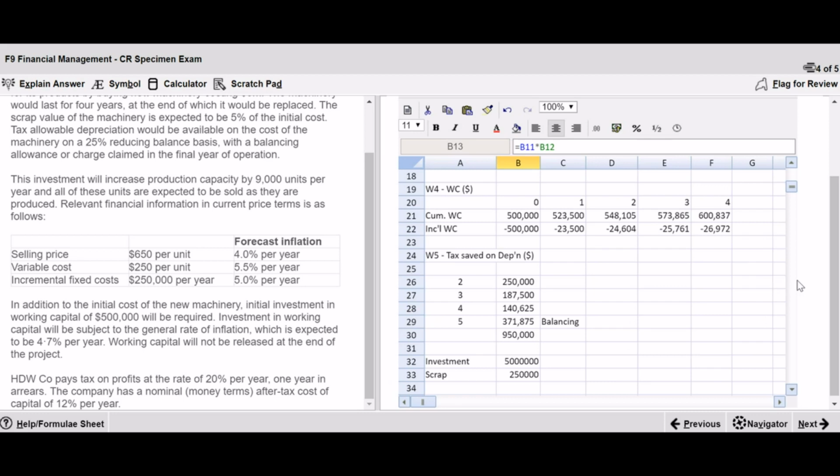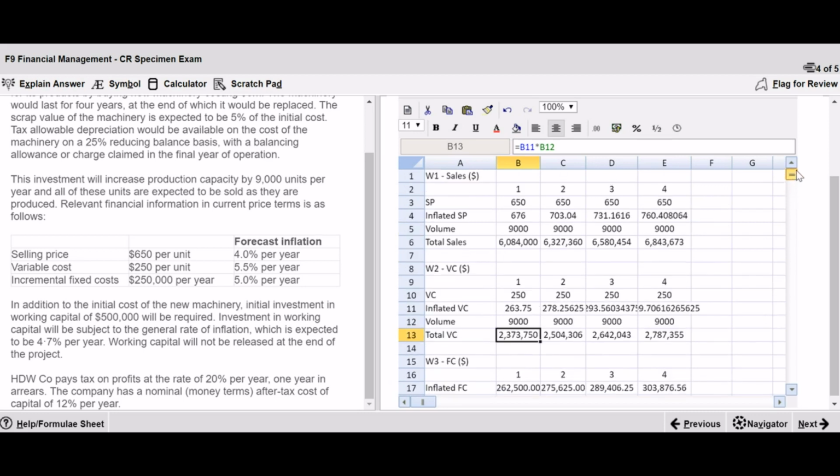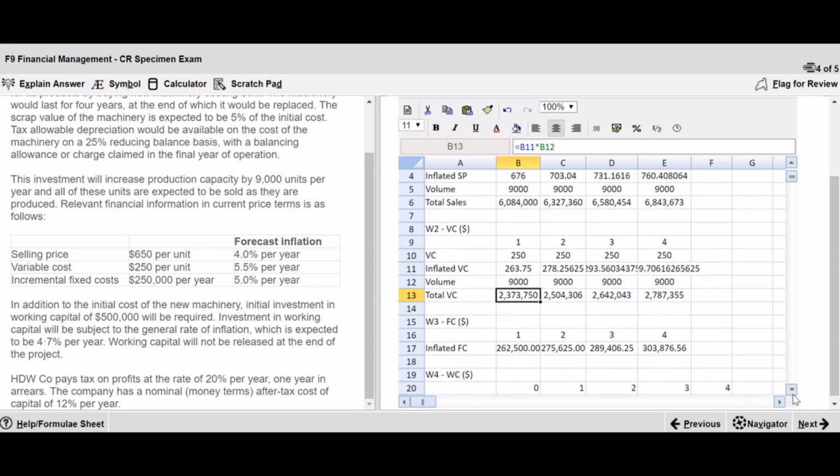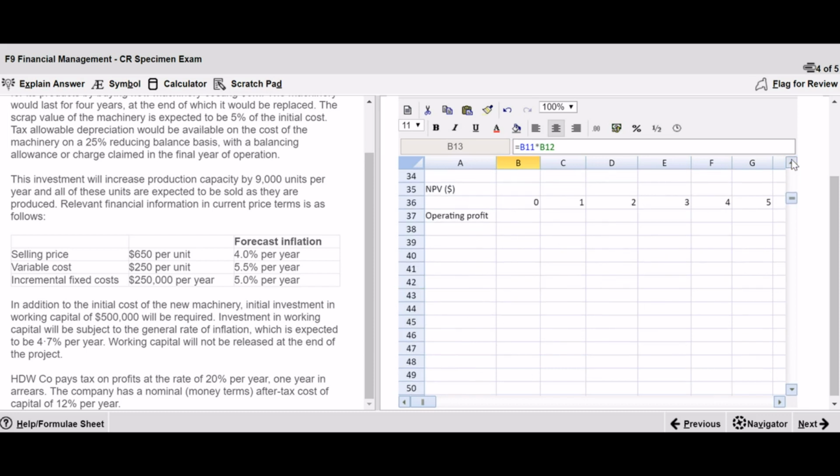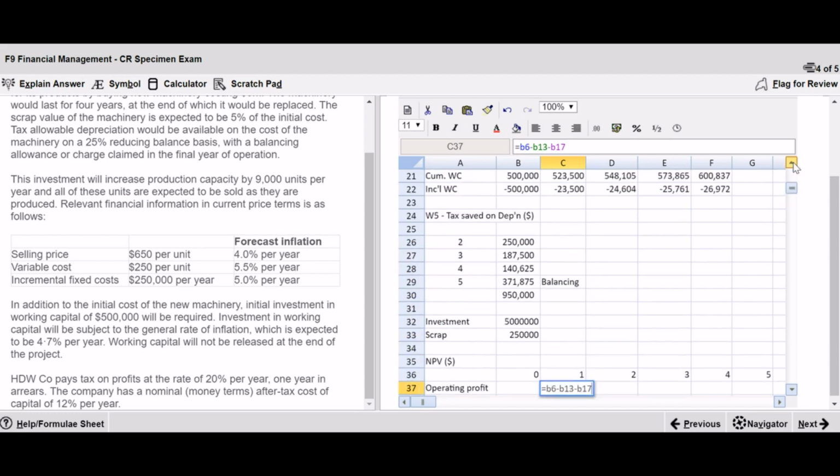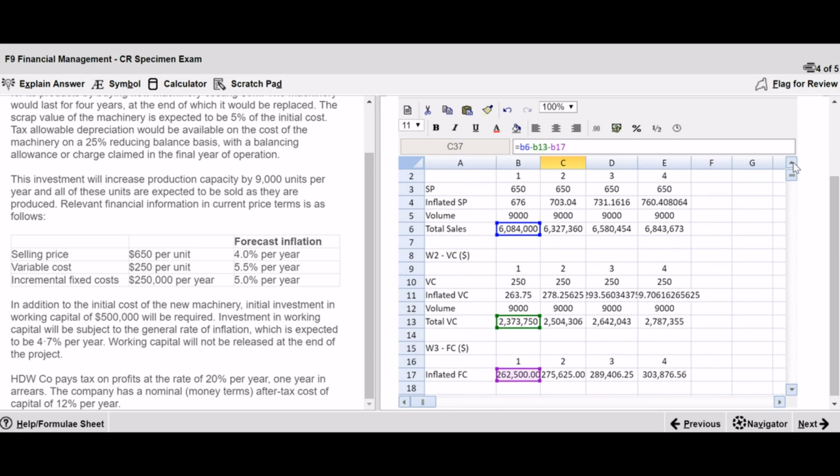So let's just think about this. My sales are in B6, variable costs are in B13, and the fixed costs are in B17. So what I'll do here is I'll take B6 minus B13 minus B17. And just check here that you have taken the right things there. Yeah, we've taken the sales, the variable cost off, and the fixed cost off.